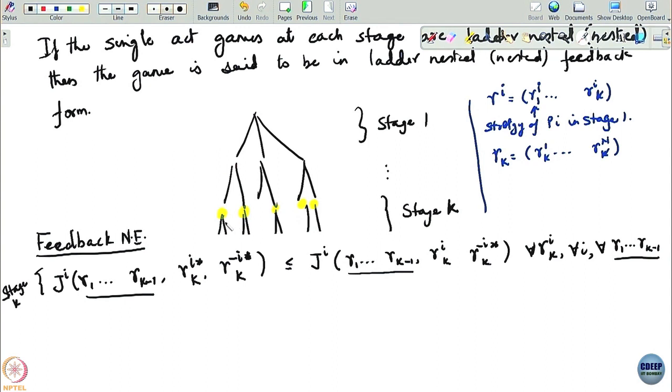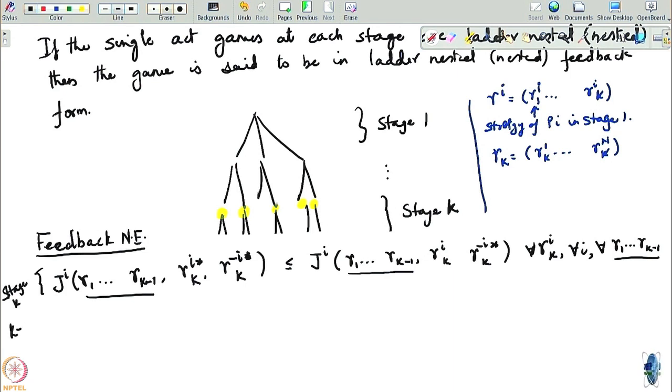That doesn't mean you are taking the same action in each tree. Of course, there's a function here, a function here, a function here. All of these collectively define gamma I star k. But each portion of it has to be chosen in such a way that it is in equilibrium regardless of which history got you there. Okay, so this is at stage k.